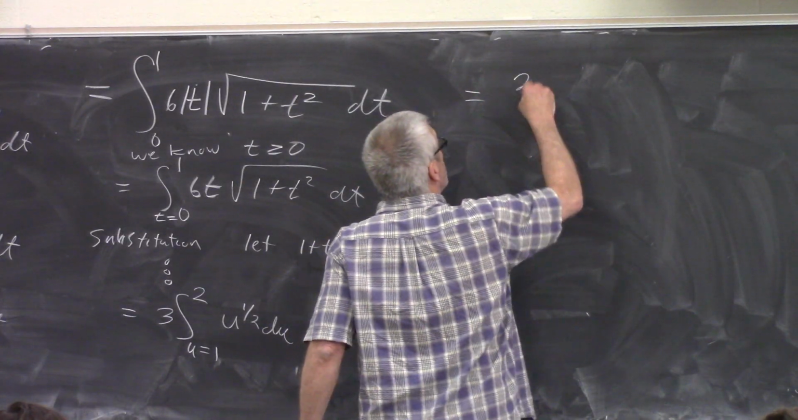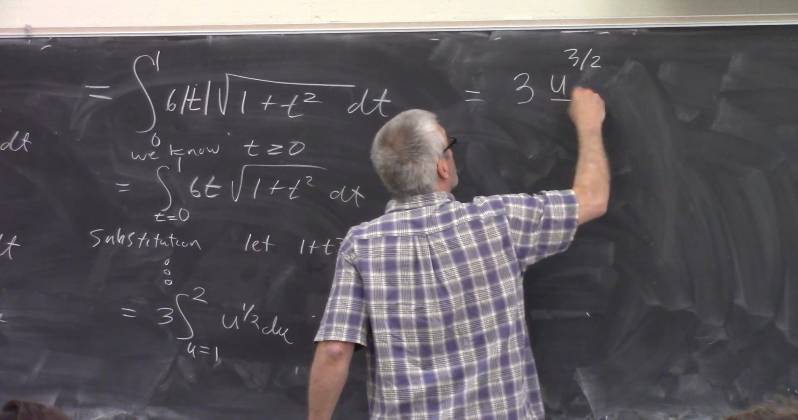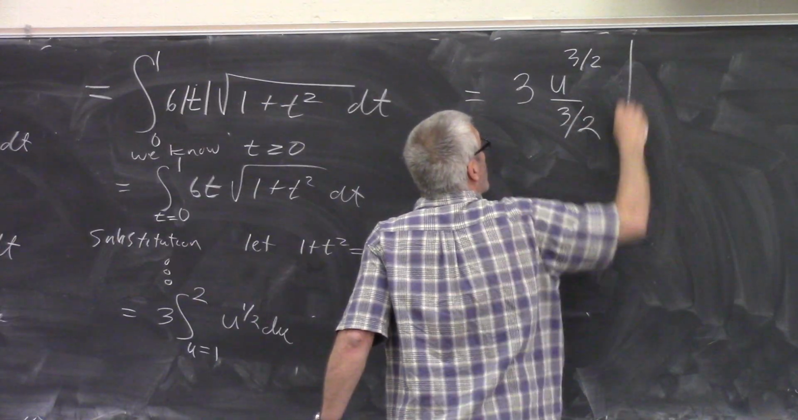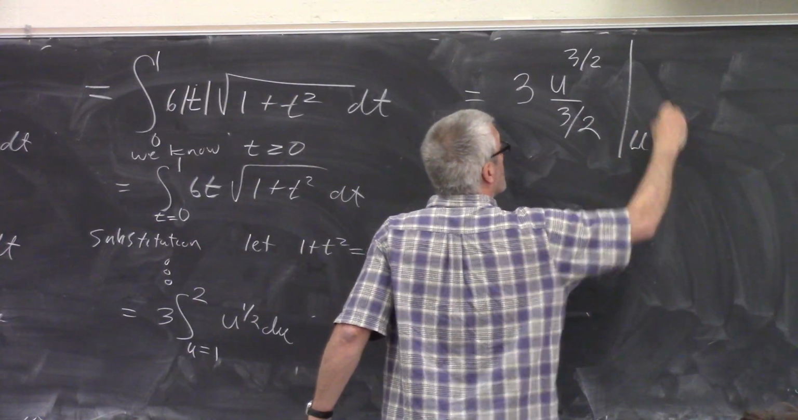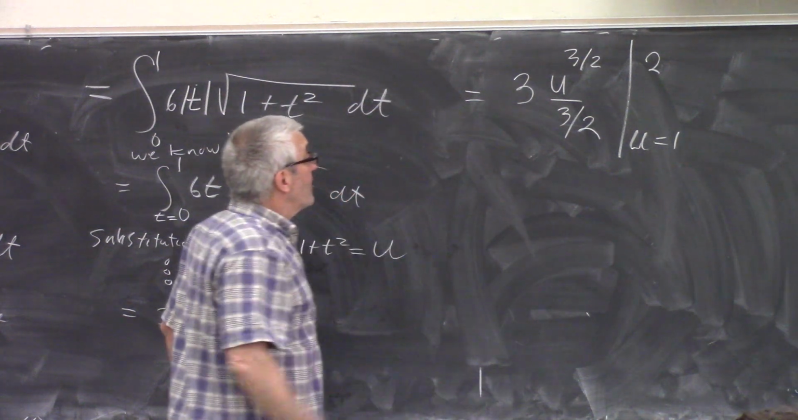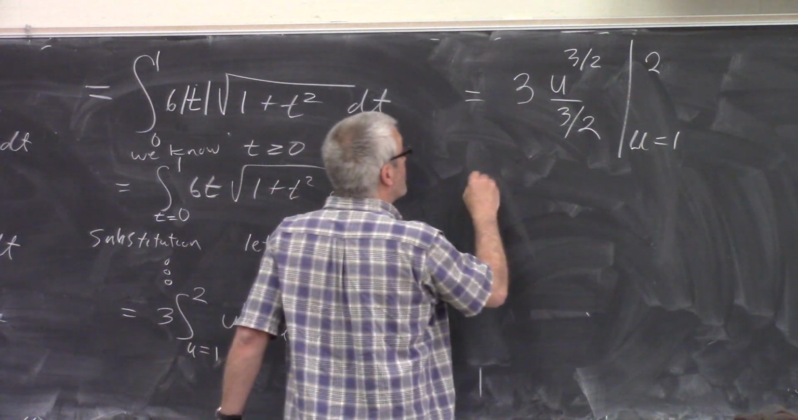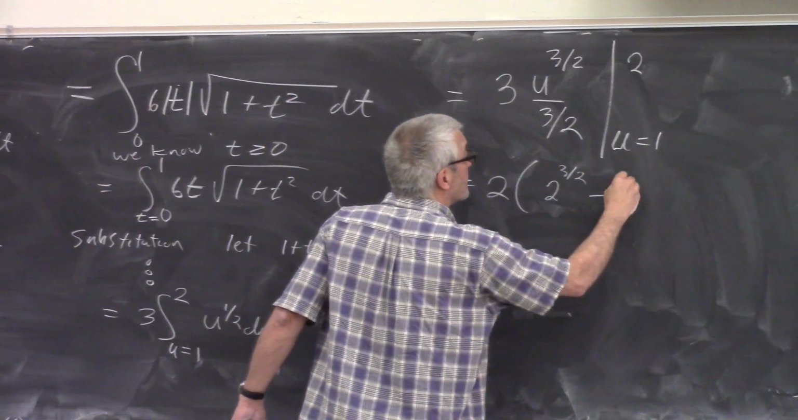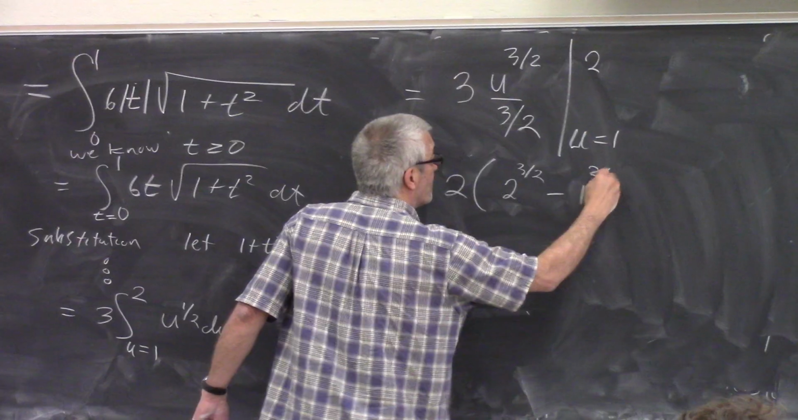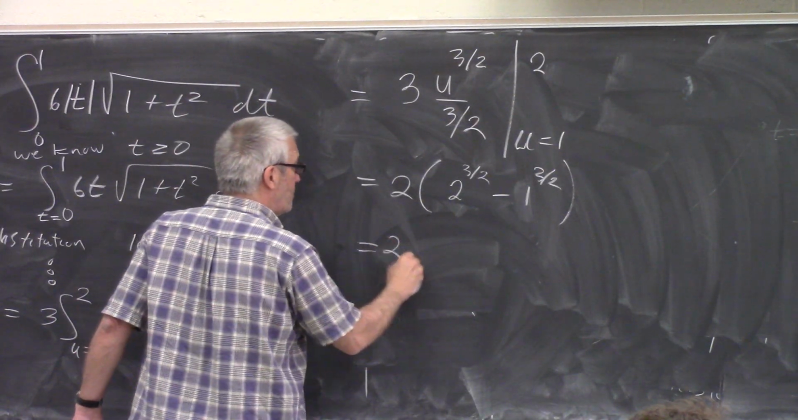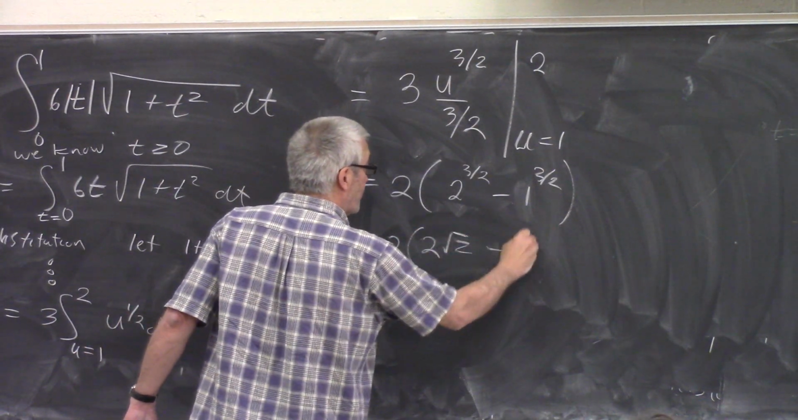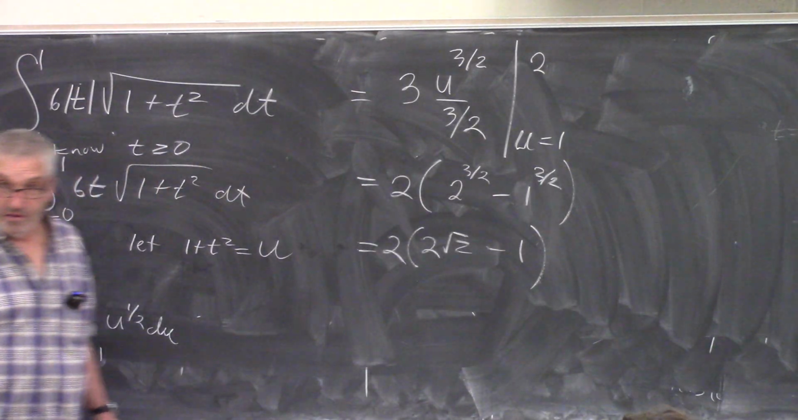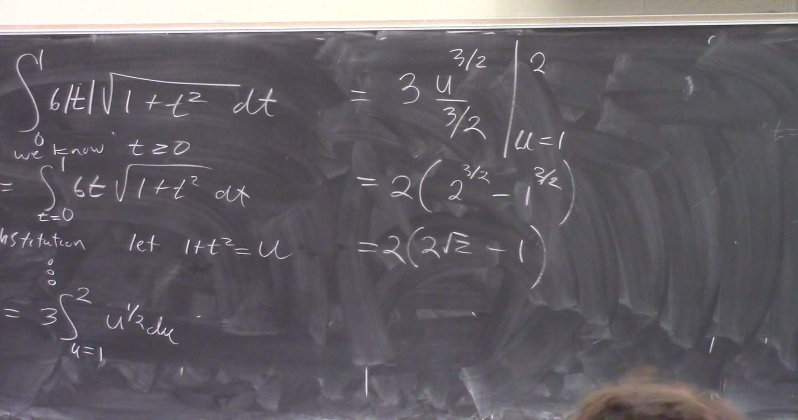So this is going to be 3 times u to the 3/2 over 3/2, evaluated from u equals 1 to 2. Now 3 divided by 3/2, I flip that over and multiply, so I end up with 2 times 2 to the 3/2 minus 1 to the 3/2. So I end up with 2 times 2 square root of 2 minus 1. And there's my length. So not a terribly hard integral, except that you got to do the substitution.